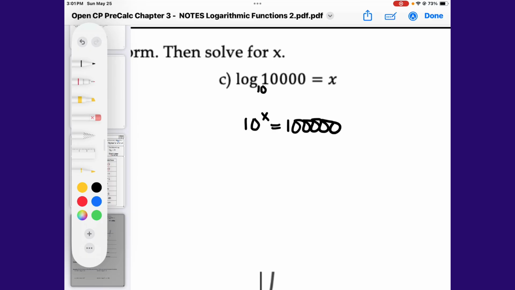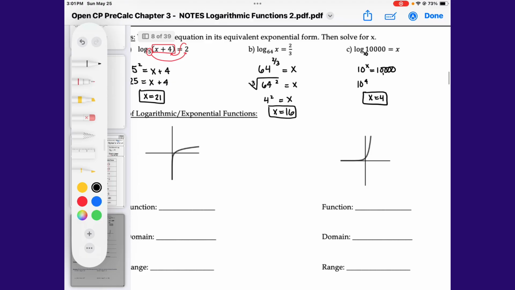Oops, too many zeros. Try again. There we go. Okay. And then 10 to what power gives us 10,000? Well, there's 4 zeros, so it's 10 to the 4th, so we know x is equal to 4. And we want to remember that we're solving for the variable, so we need our final answer to say x is equal to 4. All right, so let's take a look at the graphs.